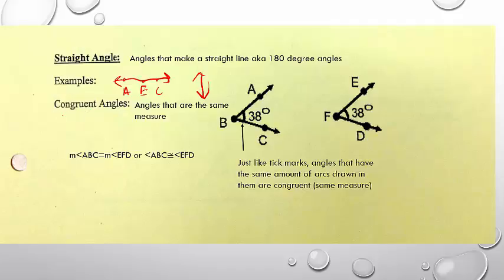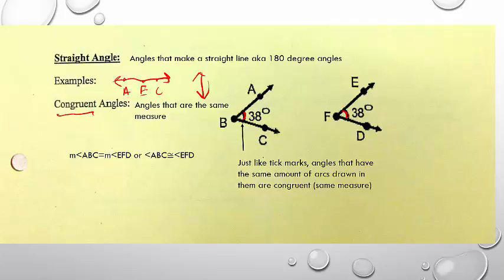So we then have the word congruent. We've talked about that word before. Congruent means the same. So it's the geometry term for same. And congruent angles are angles that are the same measure. So there's a couple things we have to discuss here. These markings in here are called arcs.